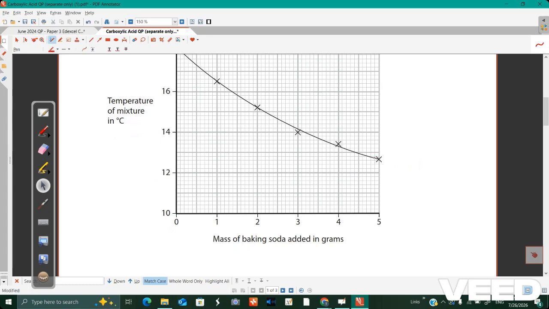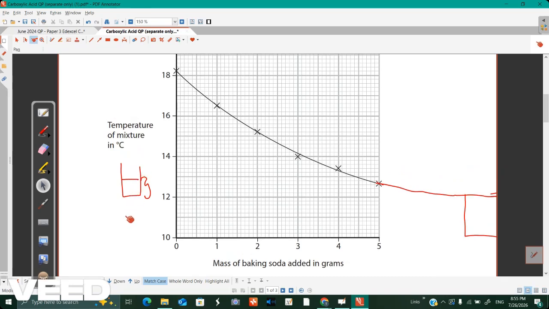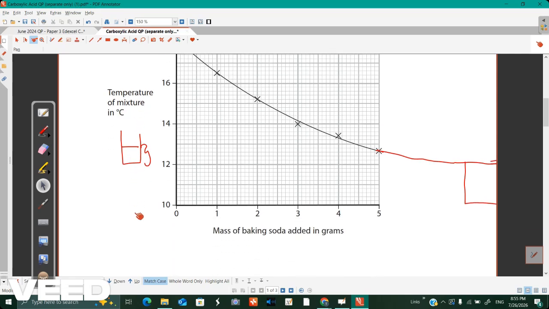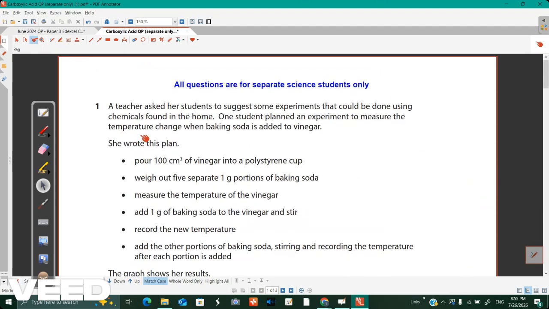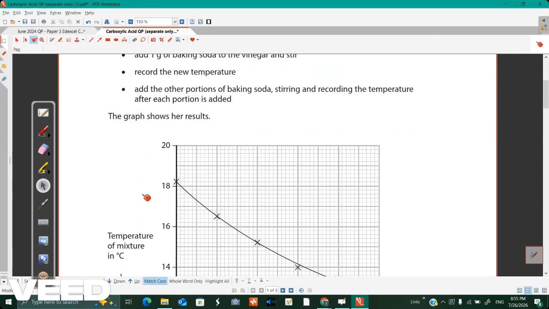So it is still going down. It means there is vinegar still remaining, so that is why the temperature is going down. Only when it is constant can we tell in this experiment that the vinegar is used up, because the limiting factor here must be vinegar, right? Vinegar is an acid, a weak acid.